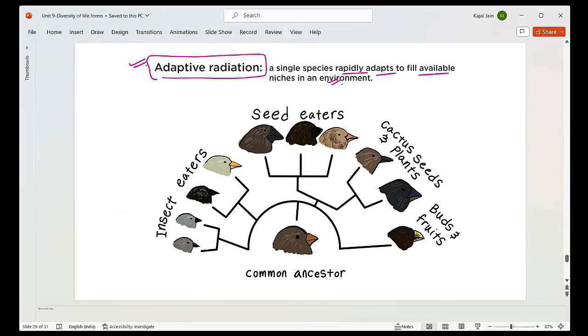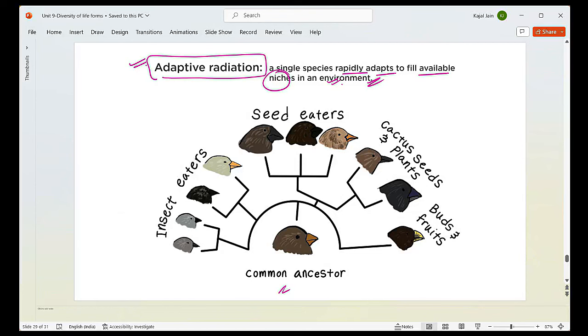So adaptive radiation is when you have a common ancestor, and this common ancestor starts to diverge in such a way that all the possible conditions prevailing in the environment are used up by the organism. That is, a single species is trying to adapt to fill in all the possible niches in the environment. This is what adaptive radiation is.